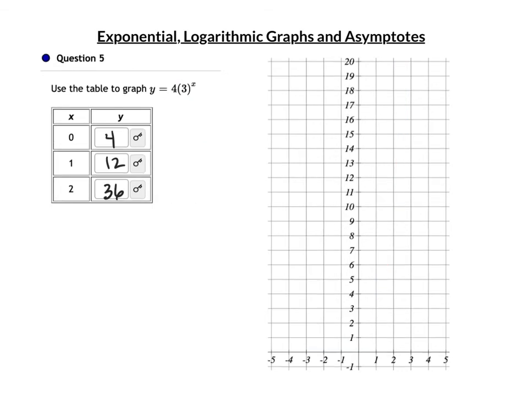Here, when we plug in 0, it's 4 times 3 to the 0th, which is 4 times 1. Plugging in 1, 3 to the 1st is 3. 4 times 3 is 12. Plugging in 2, 3 squared is 9. 4 times 9 is 36. That's off our graph. And there's a rough sketch. All you need are 2 points again. Just drag between them and make your curve.